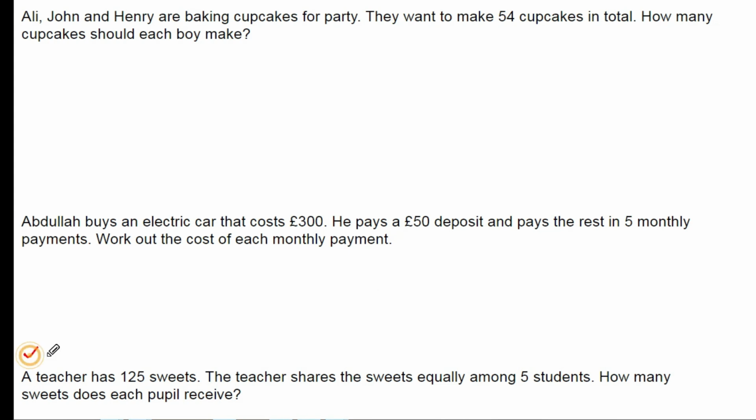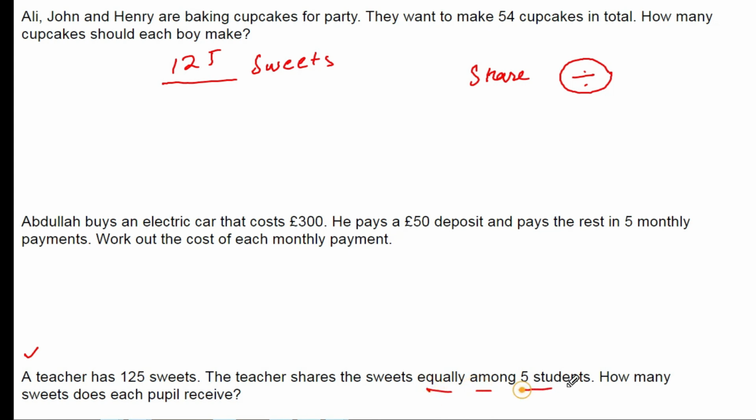Now read this question. A teacher has 125 sweets. How many sweets? 125 sweets in total. Okay, all right. The teacher shares the sweets. What is she doing? She is going to share. Remember, share means always divide. We divide means we share. The sweets equally among 5 students. How many students? 5 students. So here what we need to do? How many sweets does each pupil receive?